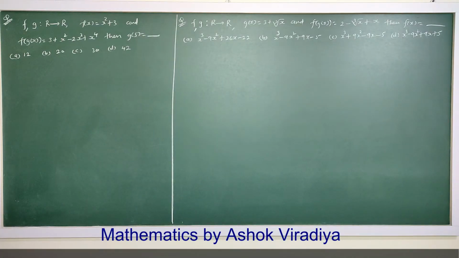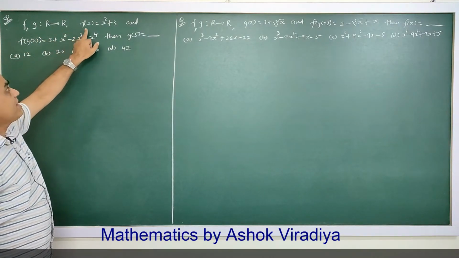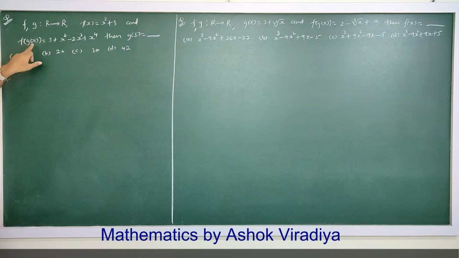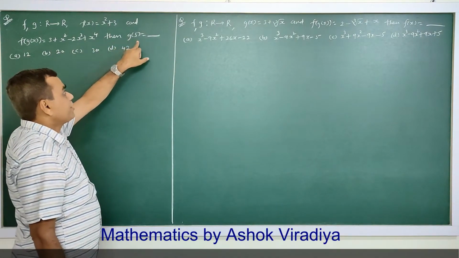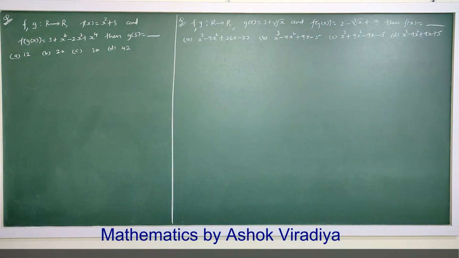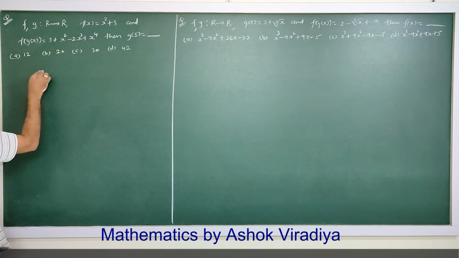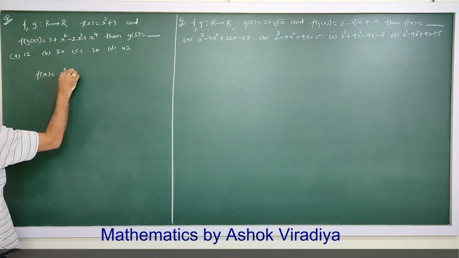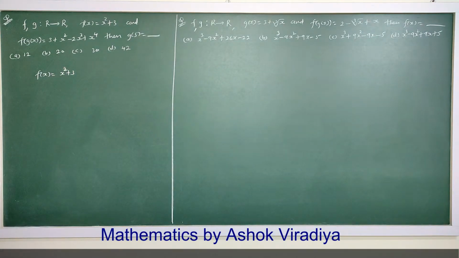So here two functions f and g, the domain of both is R to R. f(x) is x square plus 3 and f of g(x) is 3 plus x square minus 2x cube plus x raised to 4. Then find the value of g of 5. So here f(x) is x square plus 3, this is given, and we are given the composition of f and g. This is f of g(x).